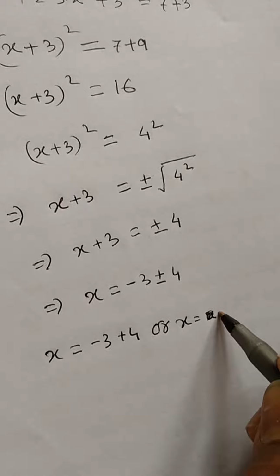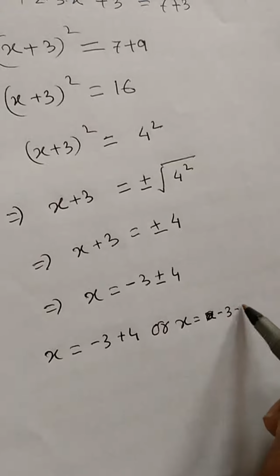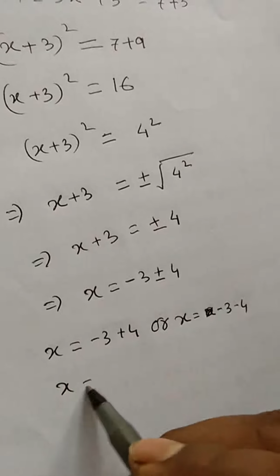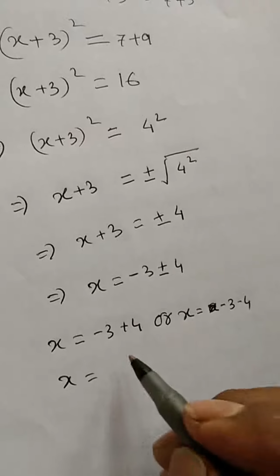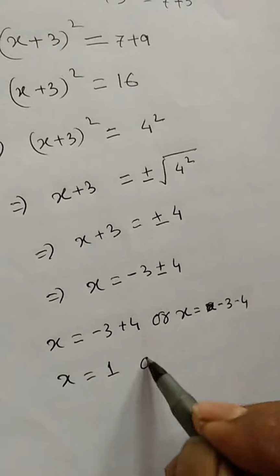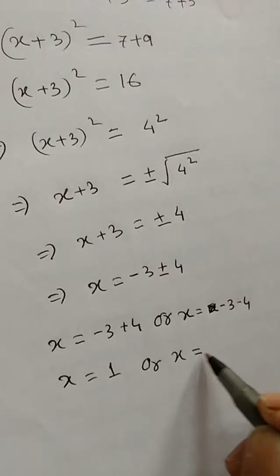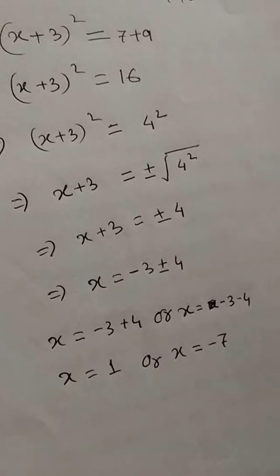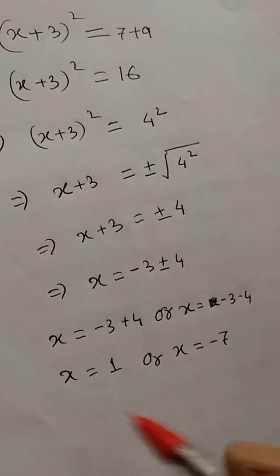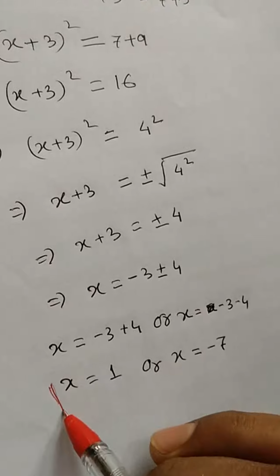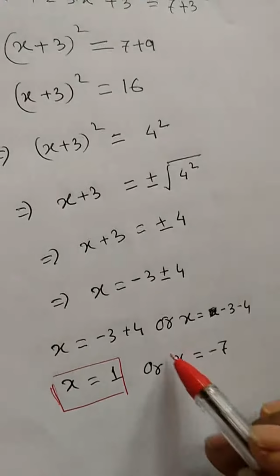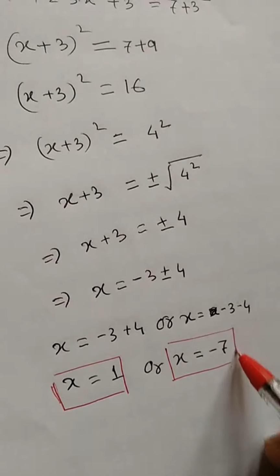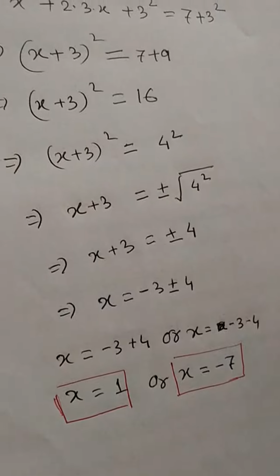x equals minus 3 plus 4, or x equals minus 3 minus 4. So then x is 1 or x is minus 7. So we'll have two values of x. One is x equals 1 and the next is x equals minus 7.